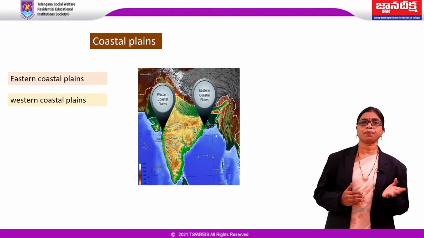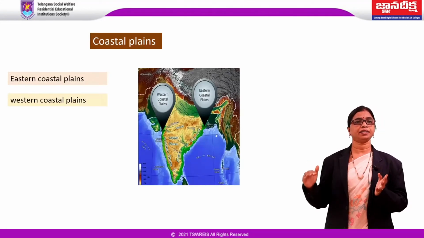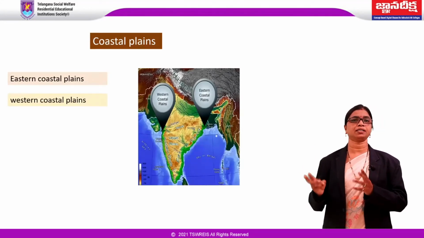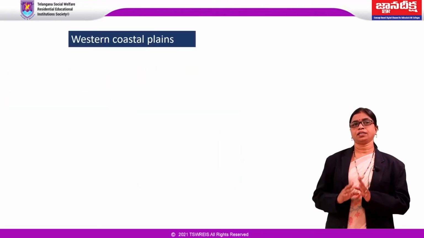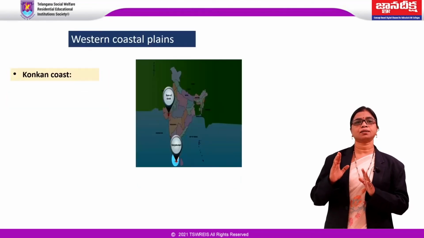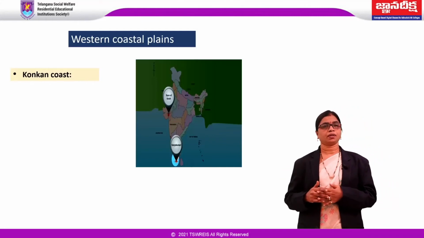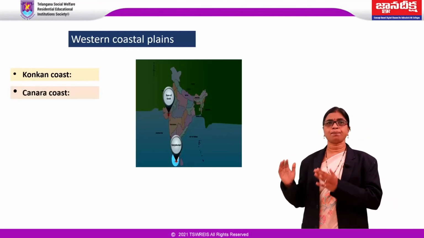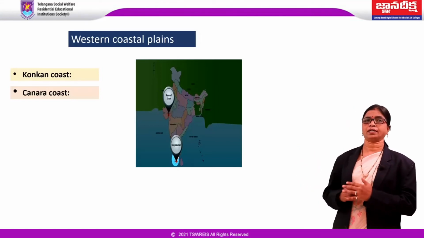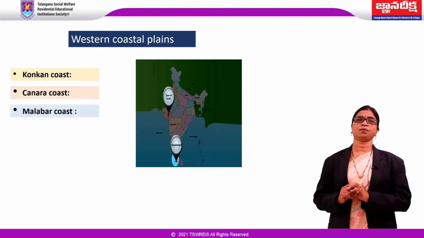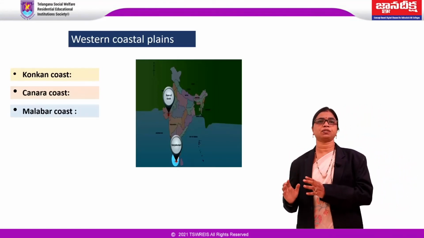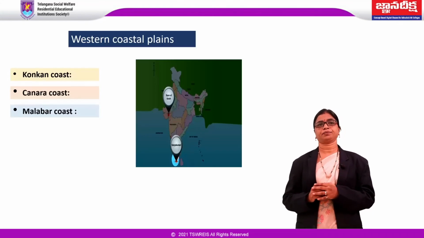The western coastal plain is uneven and it is divided into three parts. That is the Konkan coast, situated in the northern part which touches Maharashtra and Goa. Canara coast, the middle part which includes the plains of Karnataka. Malabar coast, the southern part, mostly in the state of Kerala.